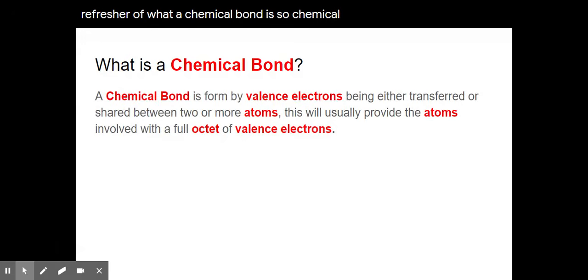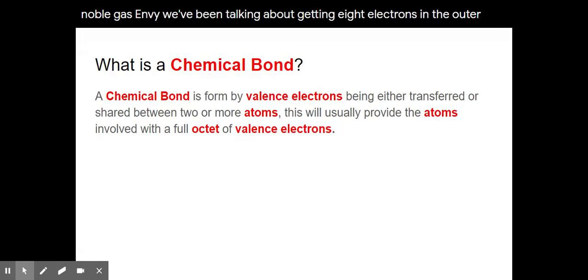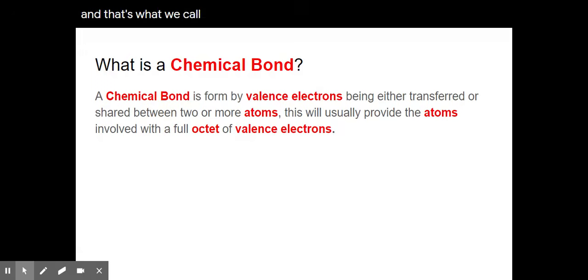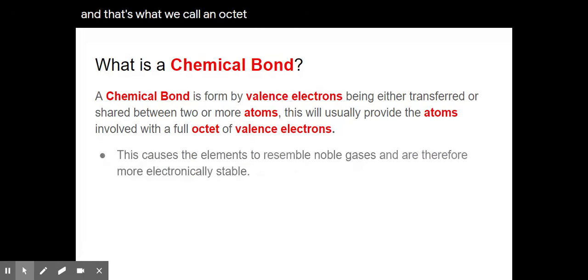Chemical bonds form by valence electrons either being transferred or shared between two or more atoms, and this will provide the atoms with a full octet. When we've been talking about noble gas envy, we've been talking about getting 8 electrons in the outer ring, and that's what we call an octet. Again, they're going to resemble noble gases and be more stable with their electrons.